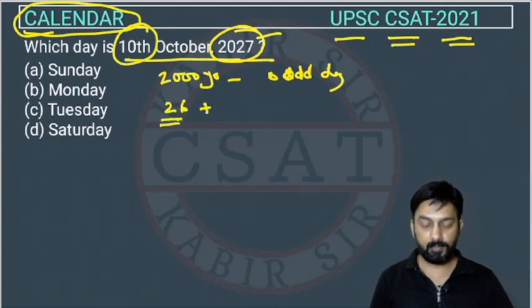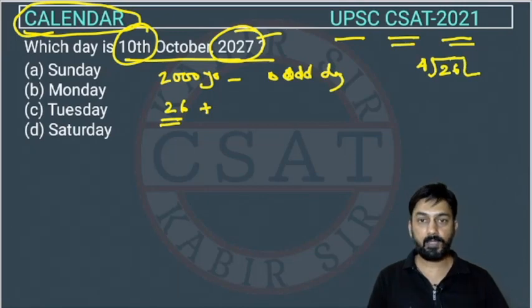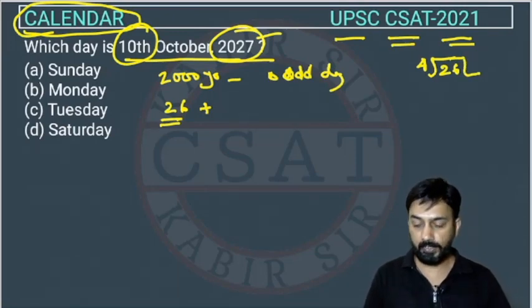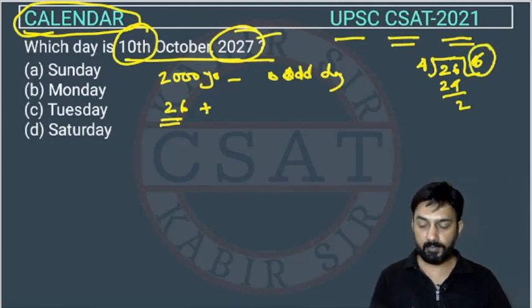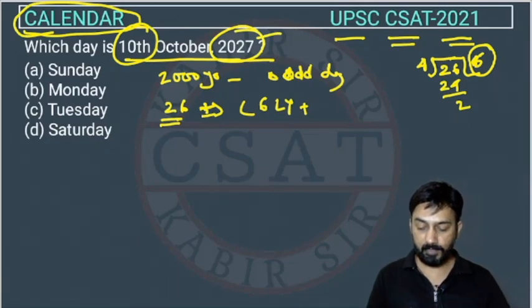In 26 years, how many leap years are there? We will divide 26 by 4, because every 4 years we get a leap year. 4 6s are 24, so this remainder we will leave. So there are 6 leap years in this 26. And the remaining years are 26 minus 6, so this will be 20. So 20 are ordinary years.